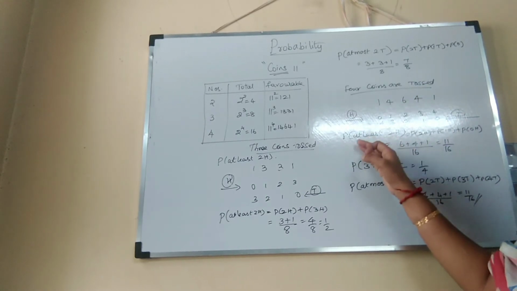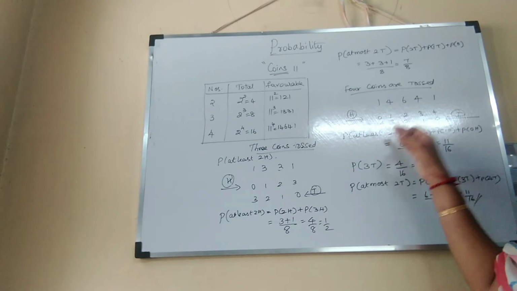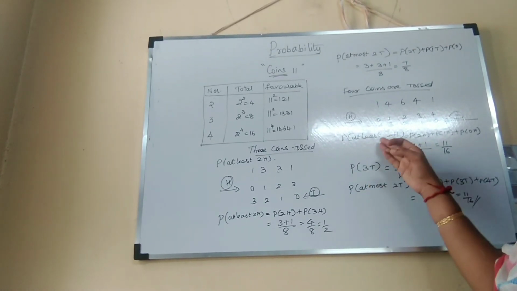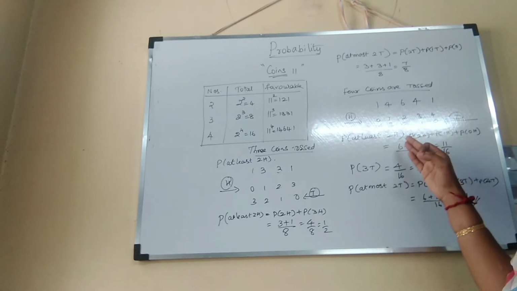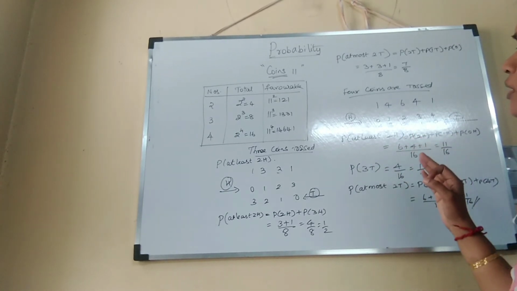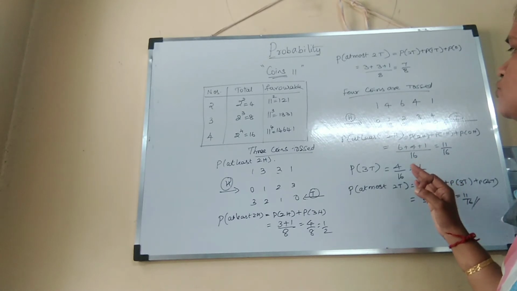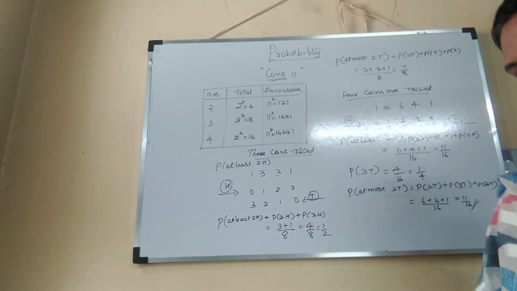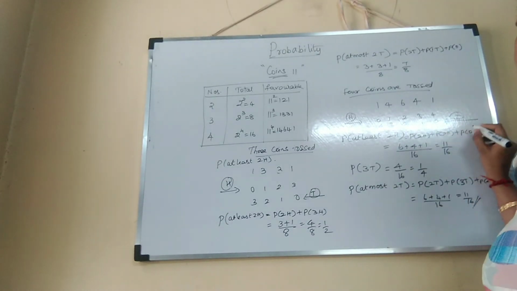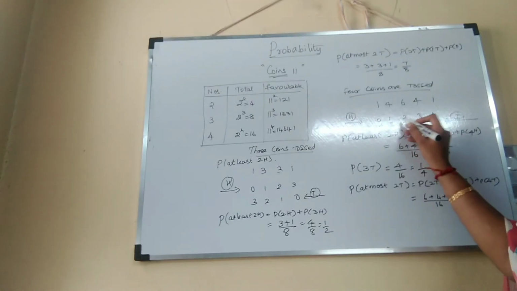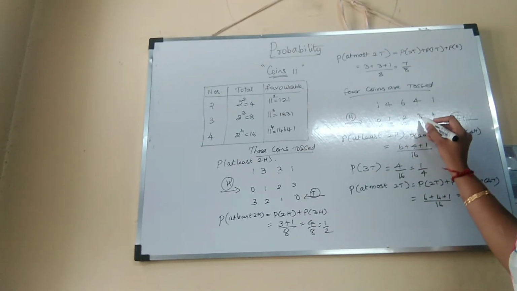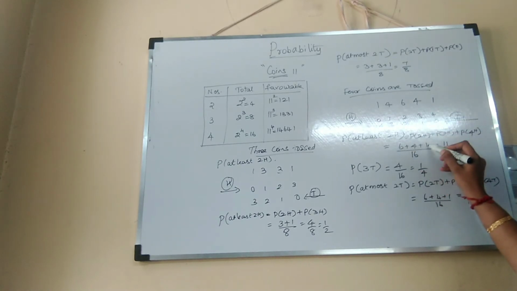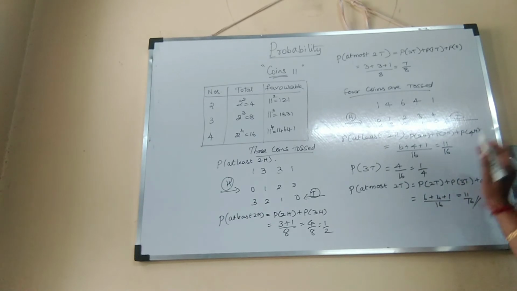Now what is your question? If the question comes like this, probability of at least 2 heads. At least 2 heads means 2 heads and above. So you will have the probability of 2 heads, the probability of 3 heads and then the probability of 4 heads. What is the probability of 2 heads here? 6. What is the probability of 3 heads here? 4. And the probability of 4 heads here? 1. So 6 plus 4 plus 1 by 16, which is 11 by 16.